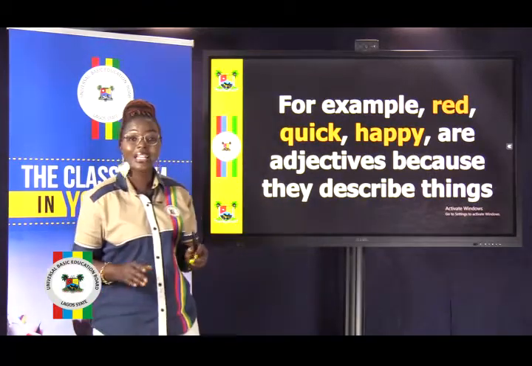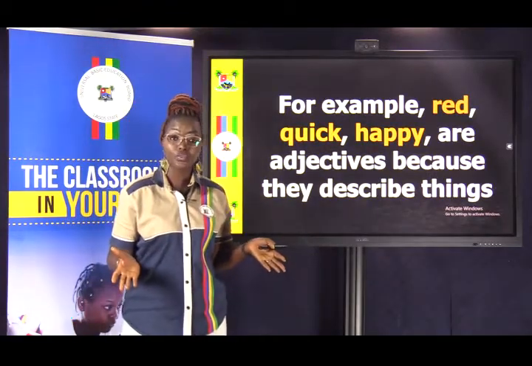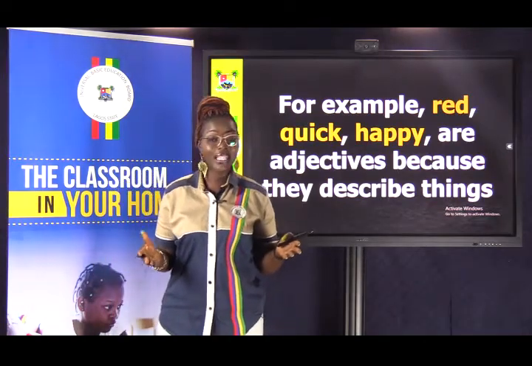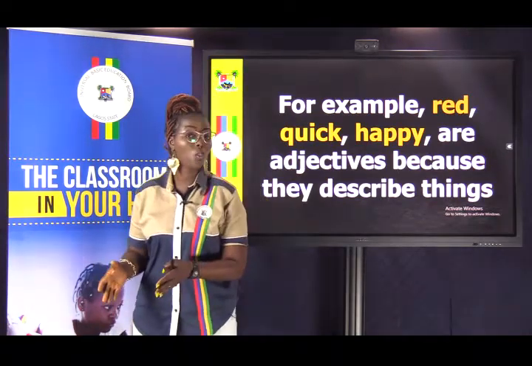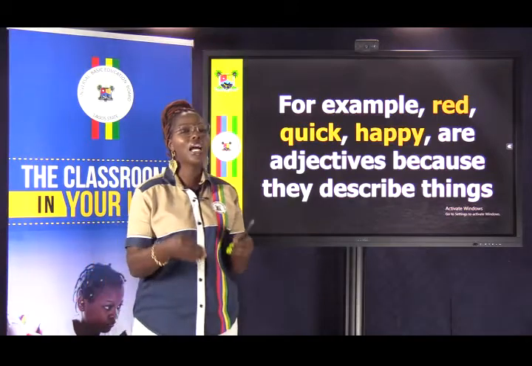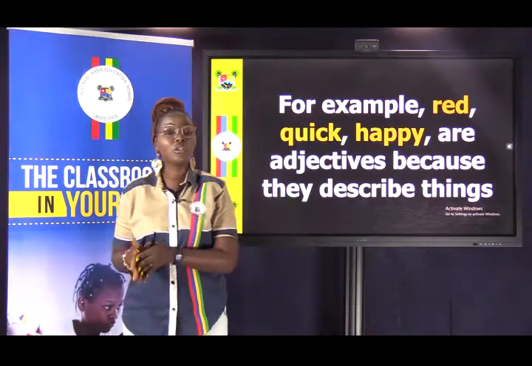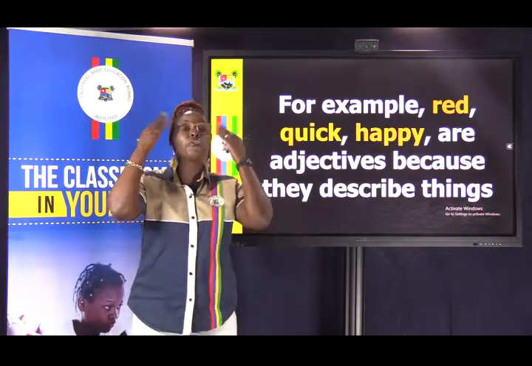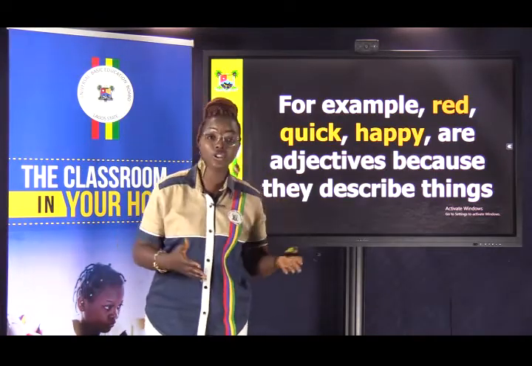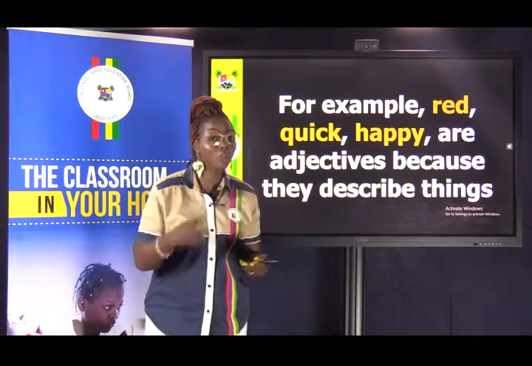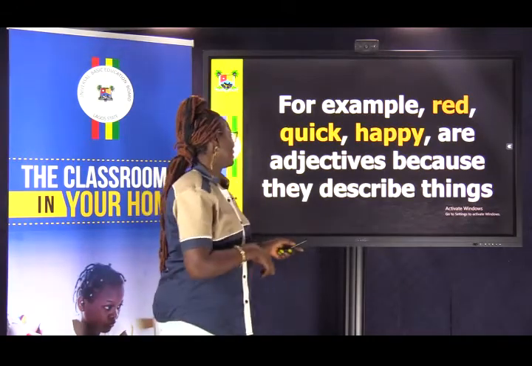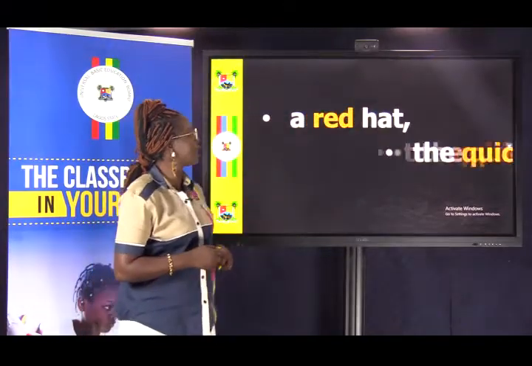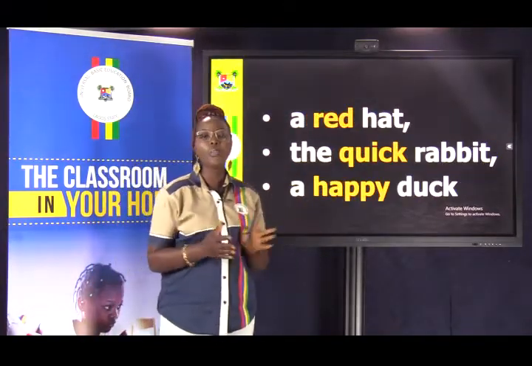Now, if you're saying a red table, if you're saying a red dress, it means what? Of course, dress is a what? Is a noun. Now, the red you added to the dress gives us a real meaning, gives us the full idea that the dress you're talking about is not just a dress, but a what? But a red dress.